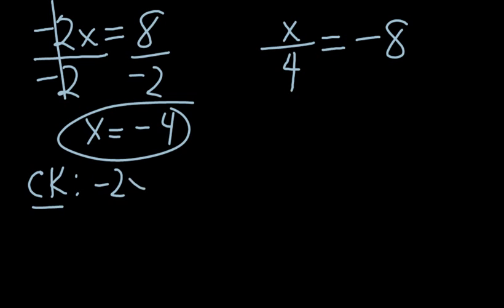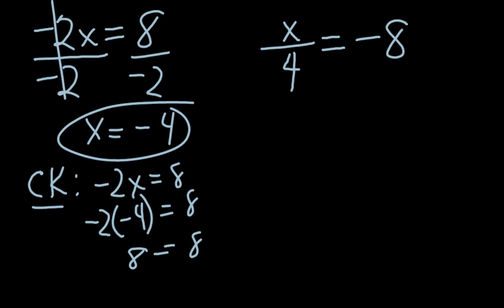Write the original problem down. Put your answer in for x. Does that equal 8? Negative 2 times negative 4 is 8. So yes, that checks. Let's try the next one.